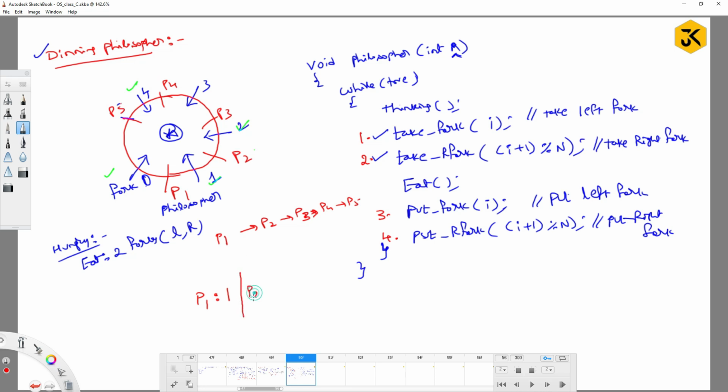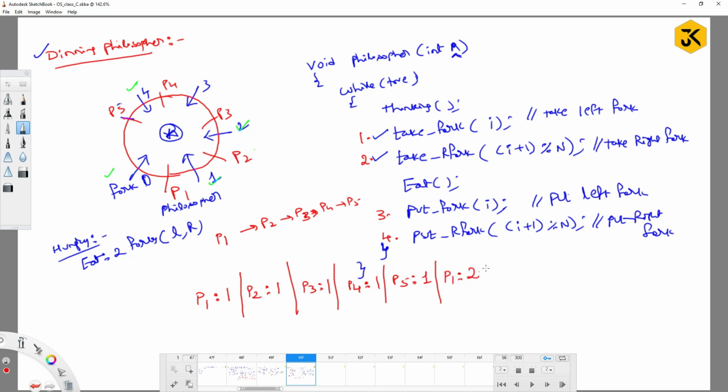And process P2 got the chance, executed the first instruction and preempted. Process P3 executed the first instruction and preempted. Process P4 executed the first instruction and preempted. Process P5 executed the first instruction and preempted. Means initially all got the chance and each took only one fork. Now obviously one particular philosopher will get the chance to execute. Assume that P1 again gets the chance.